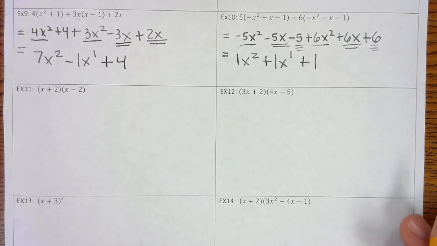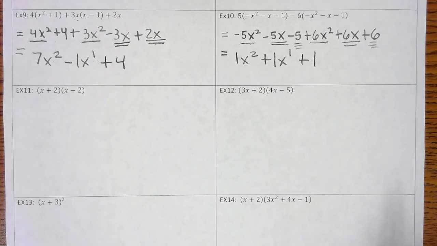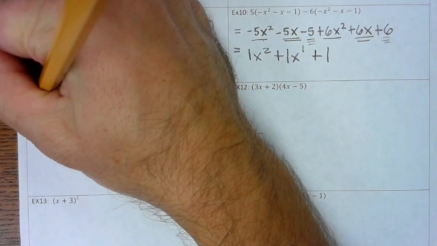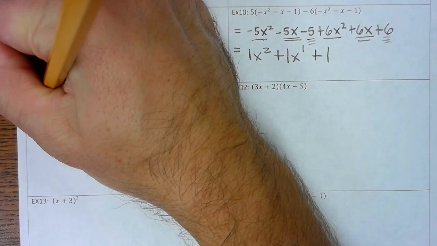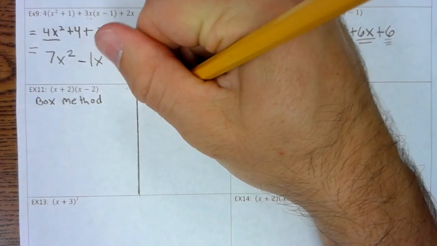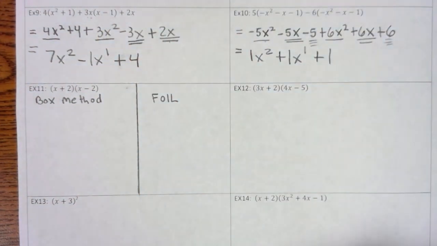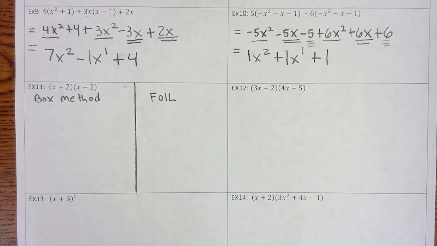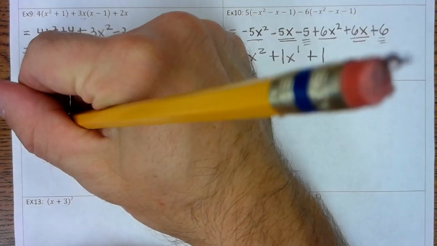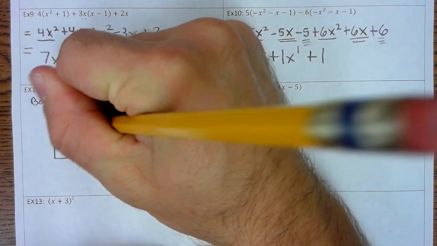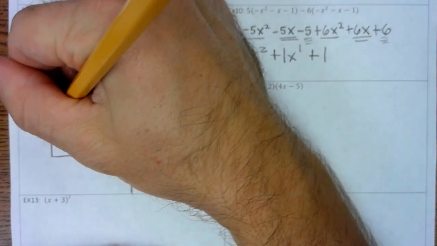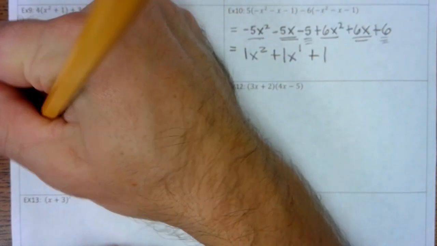All right, let's take a look at example 11. Now we're moving into multiplying polynomials. So I'm going to do this two ways. On this side, I'm going to do the box method, and on this side, I'm going to FOIL. All right, now box method, you draw a box. Okay, so x plus 2, x minus 2.